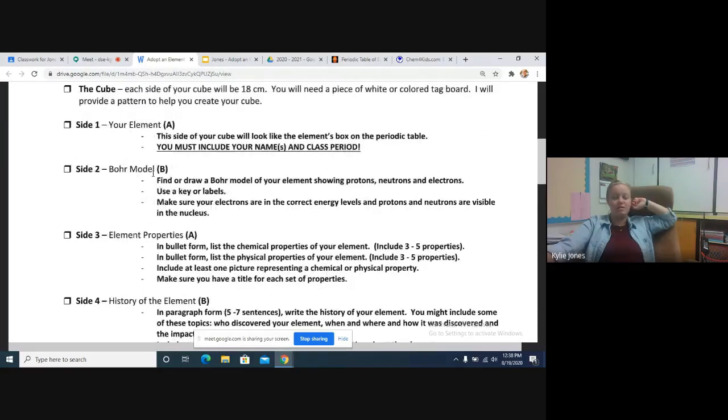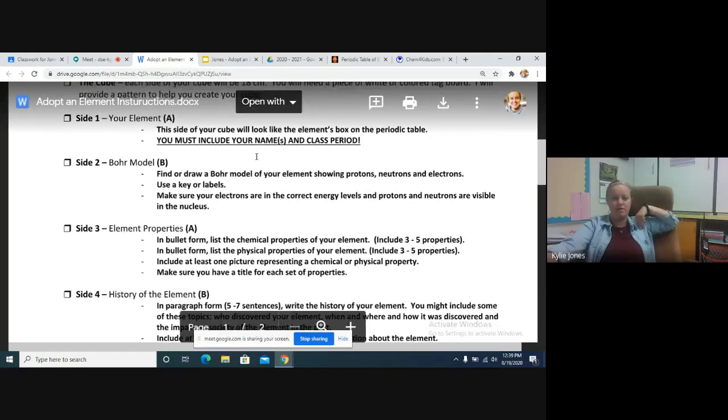The second slide will be the Bohr model. Yesterday we talked about the way that the atoms look. So your element has an atom that looks a certain way. It has a certain amount of protons, neutrons, and electrons. That's the Bohr model. You're going to need to find a picture of it that has keys and labels to tell us what the protons, neutrons, and electrons are. And you need to make sure that you include the correct energy levels of the protons and all of those things, which we'll talk about when we go to the PowerPoint.